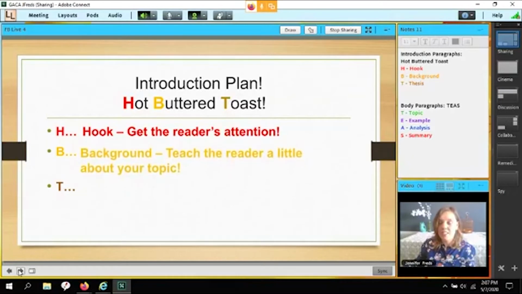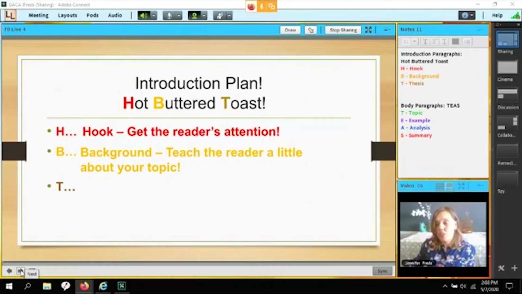And then our B is our background information. So the butter of our introduction is the background. And this is where we want to teach the reader a little bit about the topic that we're going to discuss. It doesn't have to be in depth. It doesn't have to be researched. It just has to be something to give them a sense of what it is you're going to be discussing so that they don't go into it blindly. And as they learn more, they may be a little more curious, and that'll keep them reading also. So don't forget that butter. Give them that background, teach them a little bit, keep them interested.